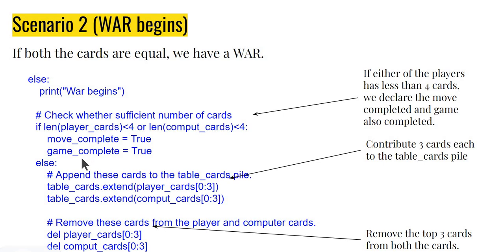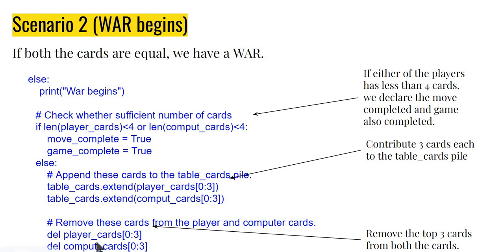On the other hand, if the players do have a sufficient number of cards, I can use the extend method to take the player's top 3 cards and put them on the table cards. Remember, extend will do this item by item, which means that the number of cards that will move out from here will be 3, and the number of items that will increase in table cards will also be 3, and that will help me to keep count later on. I'll do the same thing for the computer cards, and of course, since these cards are being added to the table cards list, I must delete them from the player cards and the computer cards. Now this is extremely logical.